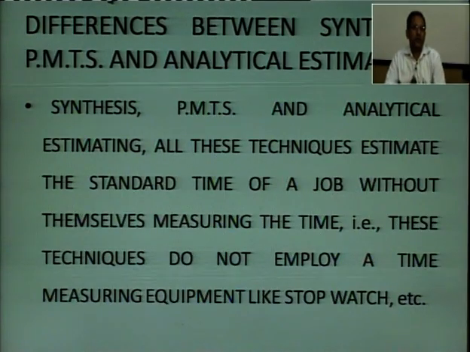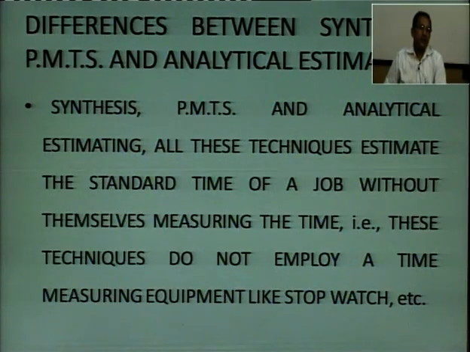The differences between synthesis, PMTS and analytical estimating. All these techniques estimate the standard time of a job without themselves measuring the time. That is, these techniques do not employ a time measuring equipment like a stopwatch, etc.